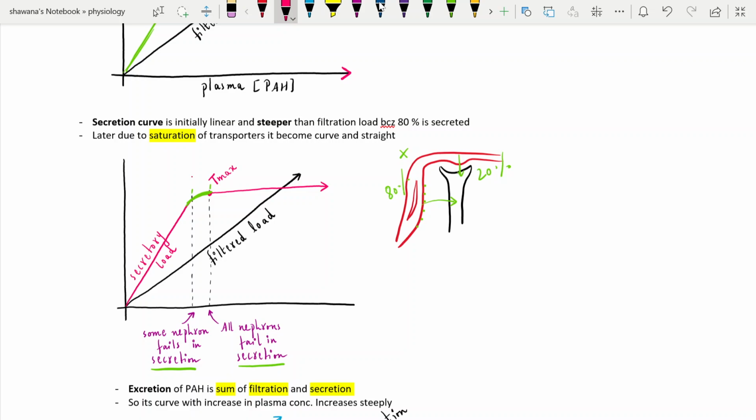Some of the nephrons start to stop the secretion process earlier, and another group of nephrons collectively start to stop the secretion process late. So that's why there's a splay in the secretory load, and eventually this line becomes straight. It means that any further increase in the amount of para-aminohippuric acid will no longer increase the secretion.